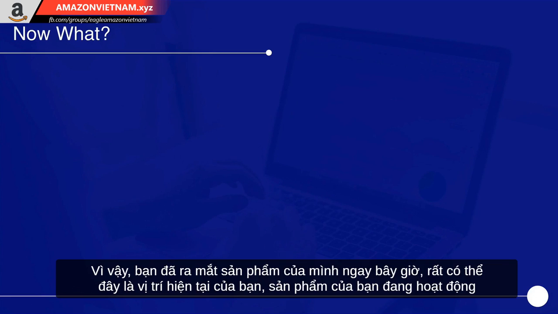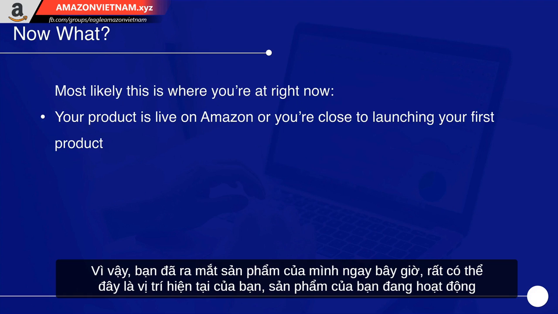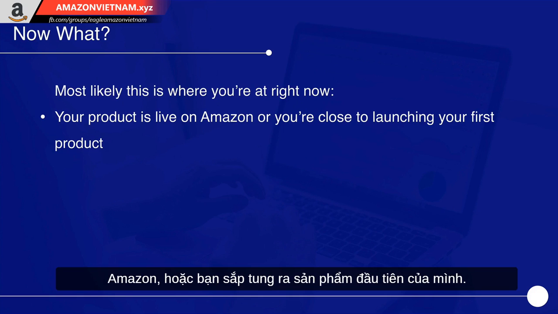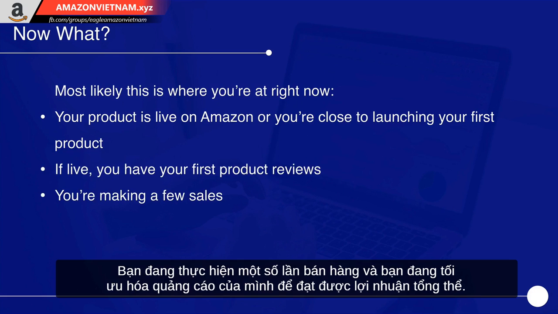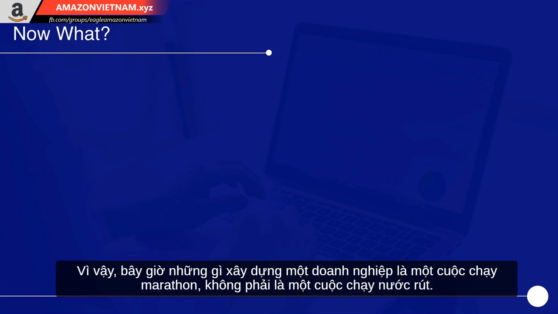So, you've launched your product, now what? Most likely, this is where you're at right now. Your product is live on Amazon, or you're close to launching your first product. If it is live, you have your first product reviews, you're making a few sales, and you're optimizing your ads towards overall profit. So now what?